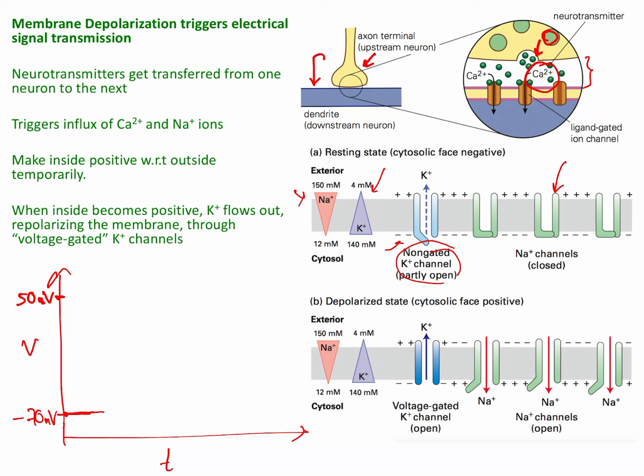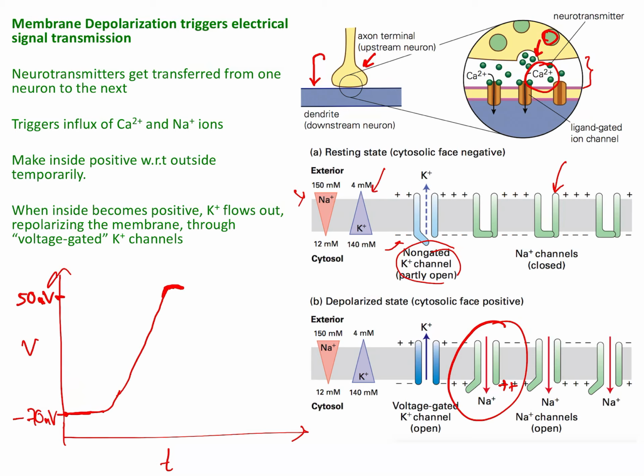When the neurotransmitter binds to the receptor and calcium ions flow in, sodium ions also flow in. When sodium ions flow in right here, the membrane becomes positive on the inside, which means that the potential across the membrane starts to rise. And it reaches a value of about 50 millivolts, during which a lot of sodium ions enter the cell. In an exercise later in class, we will calculate the number of sodium ions that enter the cell.